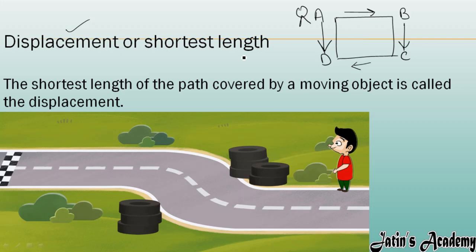Now see how this boy will move from here. So without going to this way, he is directly going in a straight way. So he is covering the shortest length. So it is the actual main difference between the distance and displacement.